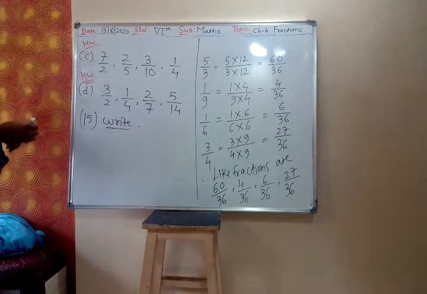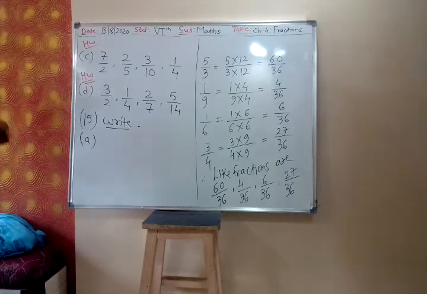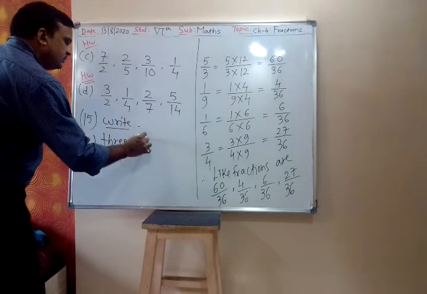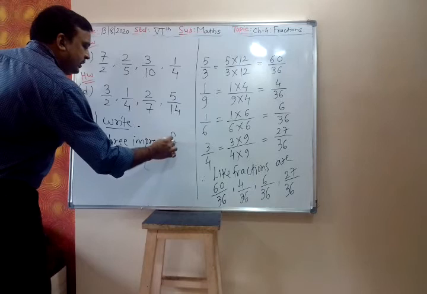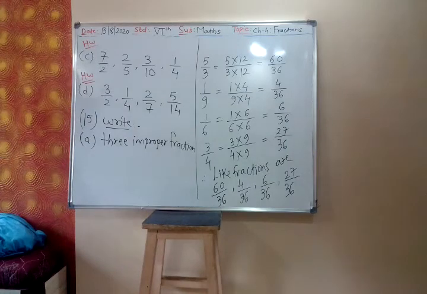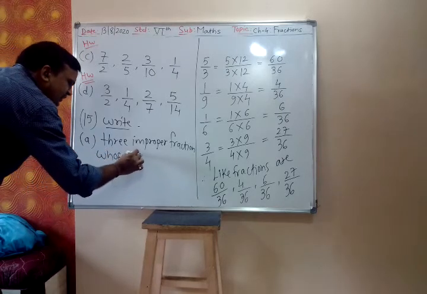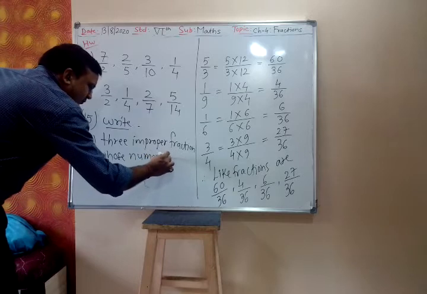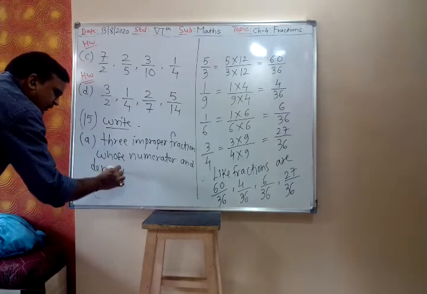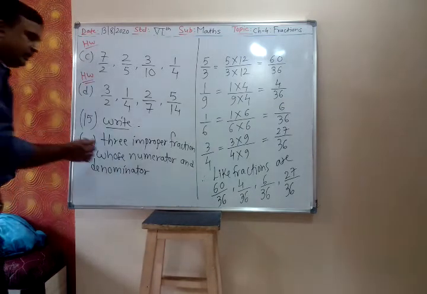Write the first one. Write 3 improper fractions whose numerator and denominator add up to 10.